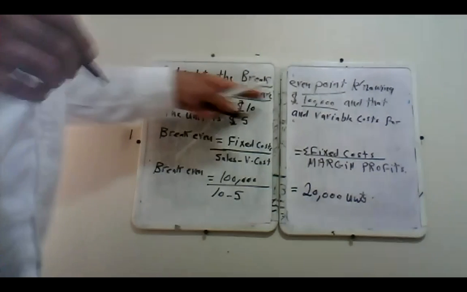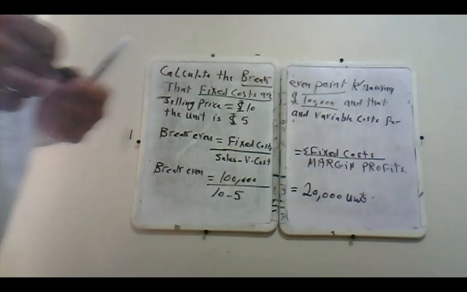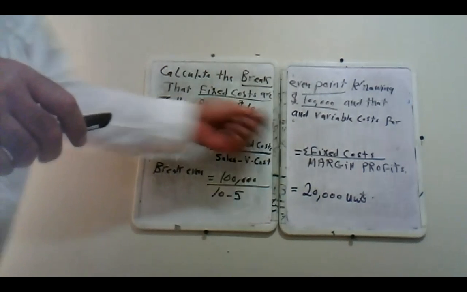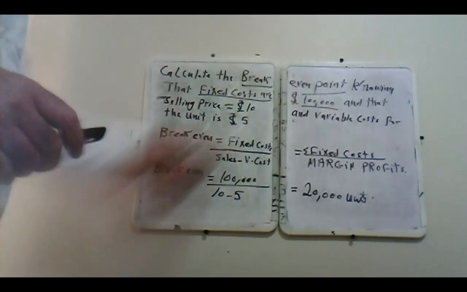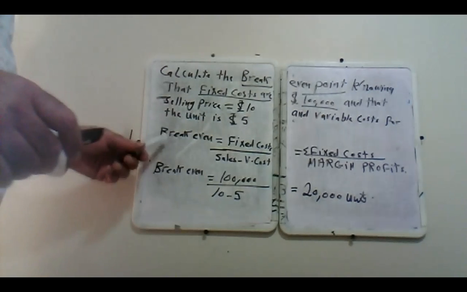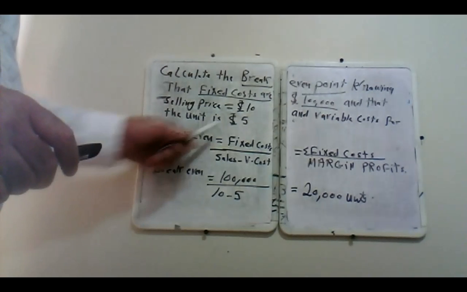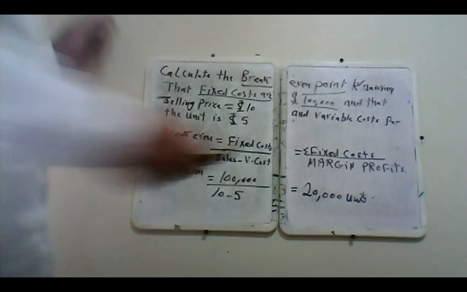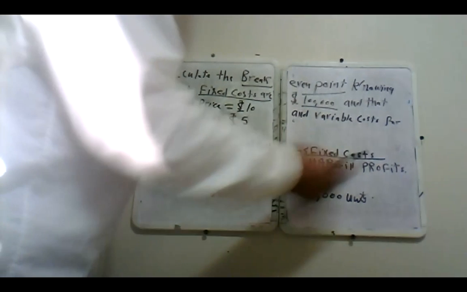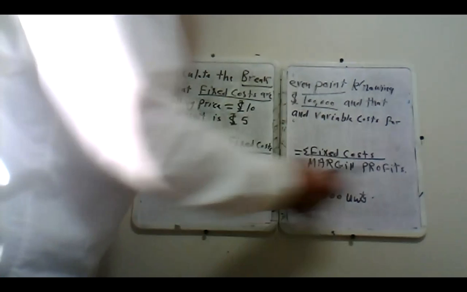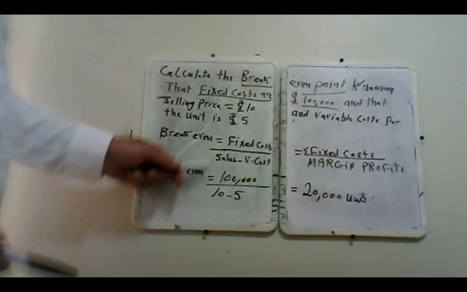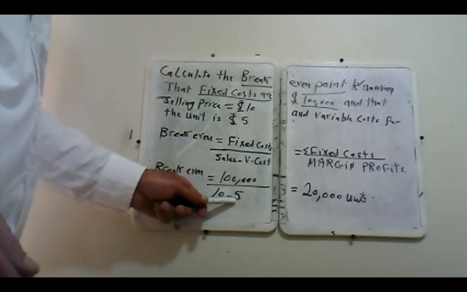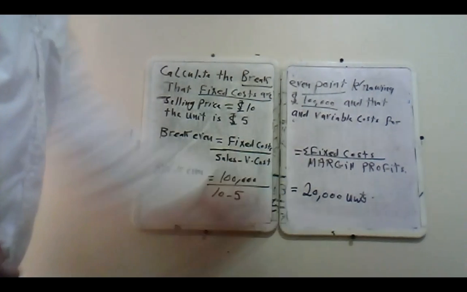Remember, I told you I will repeat: calculate the break-even point, knowing that the fixed costs are 100,000, the selling price is $10, and the variable cost per unit is $5. So the break-even equals the fixed cost divided by the sales minus the variable costs, or in other words, the fixed costs divided by the profit margin. So this will be 100,000 divided by 10, the sales, minus the variable cost, which is $5, and this all comes to 20,000 units.